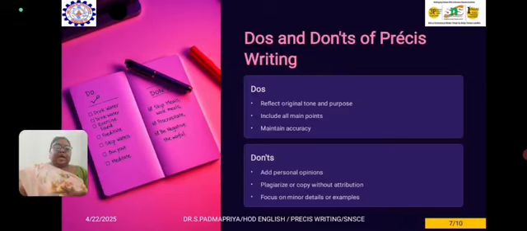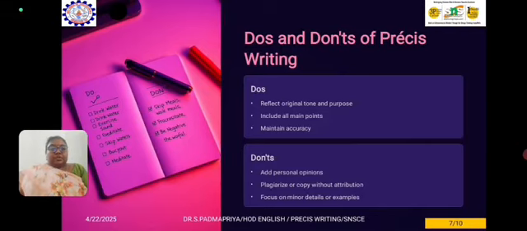Then the next thing we have to concentrate on is the do's and don'ts of précis writing. So you will have a small questionnaire: what should I do and what should I not do? You have to remember 6 important points, that is 3 do's and 3 don'ts. If you always remember this, you can easily present yourself in a better manner.